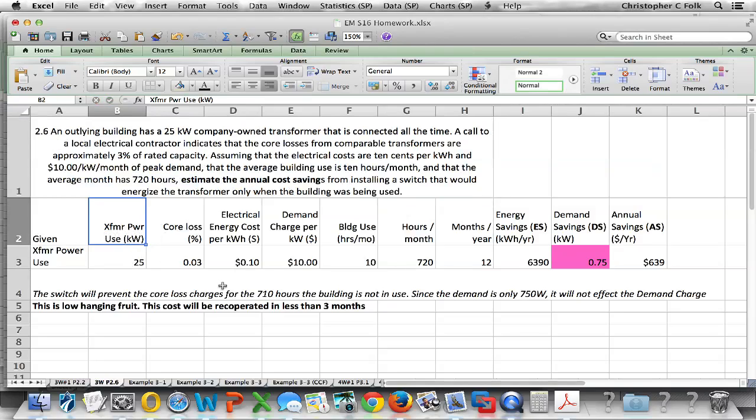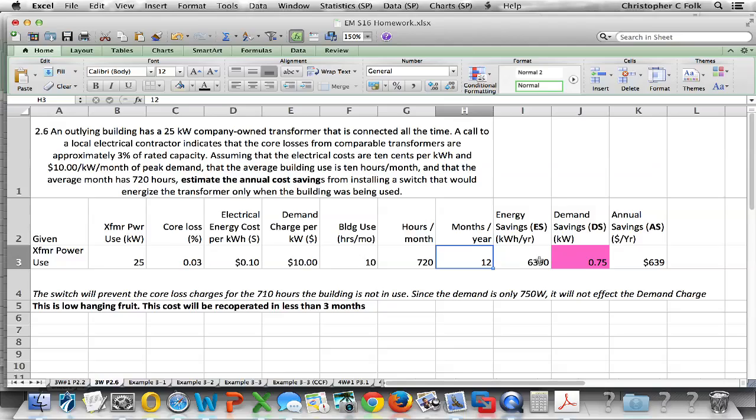I knew I was going to use the transformer power use, or its rated capacity, 25 kilowatts. The core losses, 3%. Could have done that as just a 3, but when I used the calculations on it, I would have had to use that cell divided by 100. Two ways of doing it. Either way is fine. The cost of energy, we said, was 10 cents a kilowatt hour. The cost of the demand was $10 per kilowatt. The building is being used for 10 hours a month. There are 720 hours in a month and 12 months in a year.